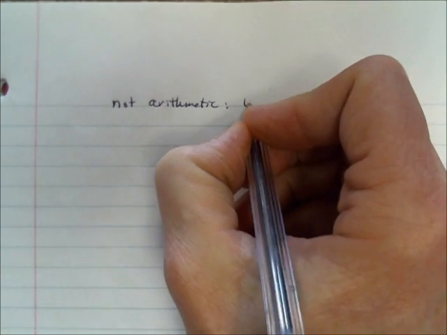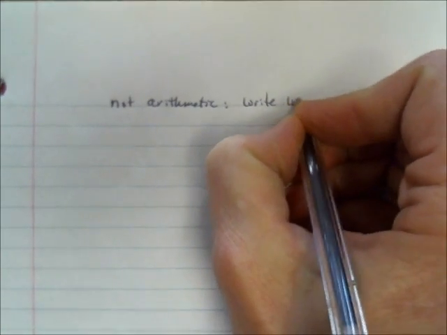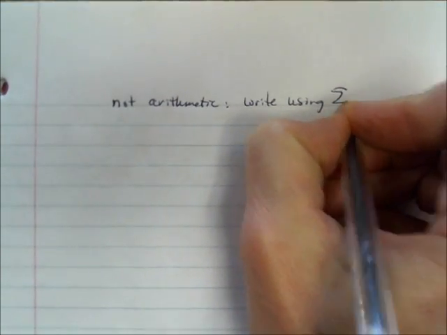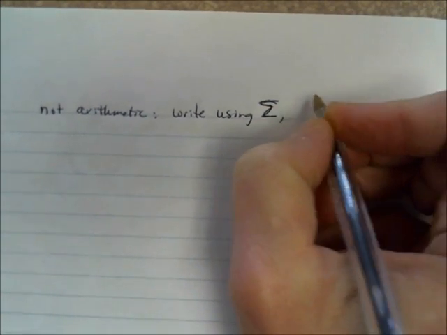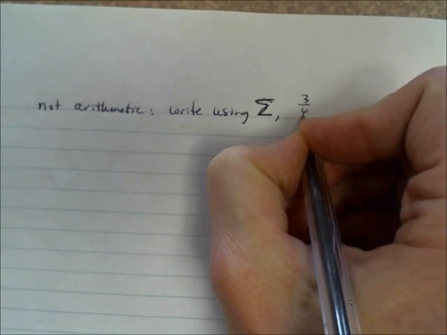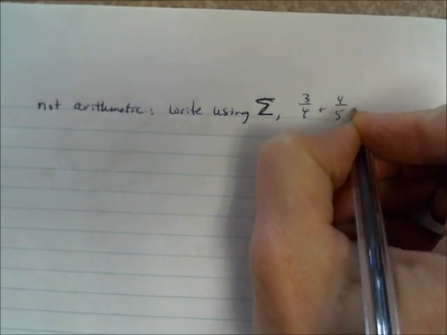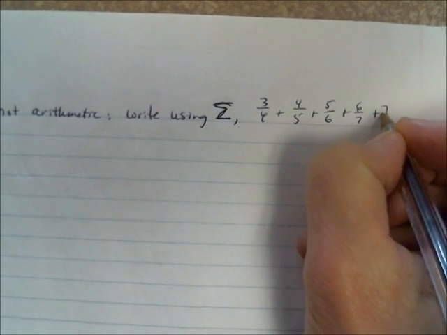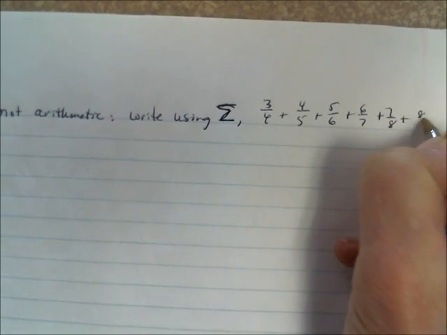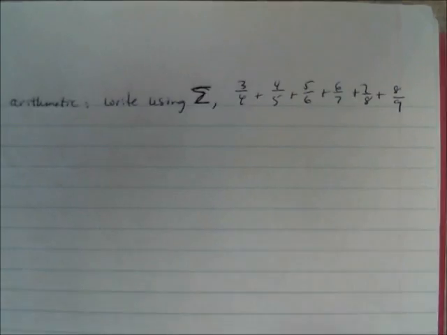Let's say you're asked to write in sigma notation. It's a funny looking sigma. Let's say we have 3/4 plus 4/5 plus 5/6 plus 6/7 plus 7/8 plus 8/9.